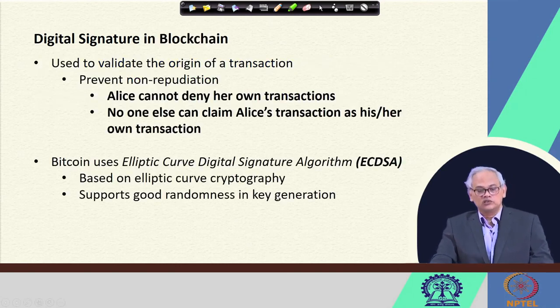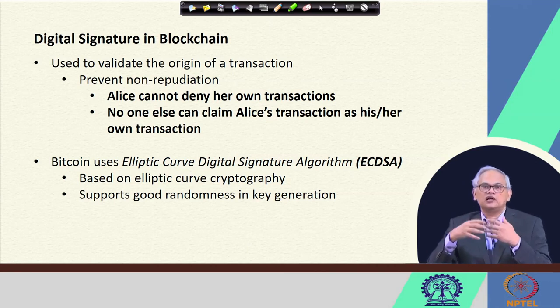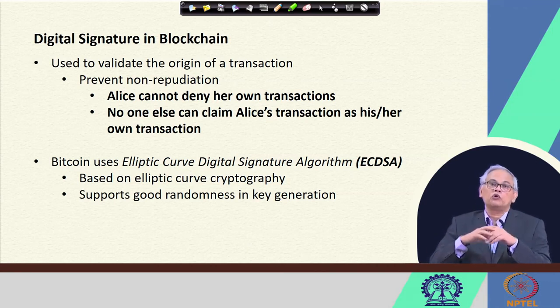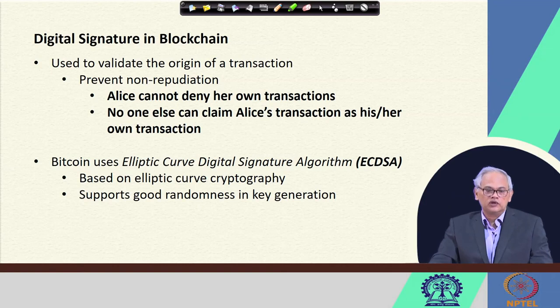So, in a blockchain, now what is the use of a digital signature? It is used to validate the origin of a transaction. In blockchains, we will see that information is captured in the form of what we call transactions. So, it prevents non-repudiation, meaning that Alice later on cannot deny her own transactions.